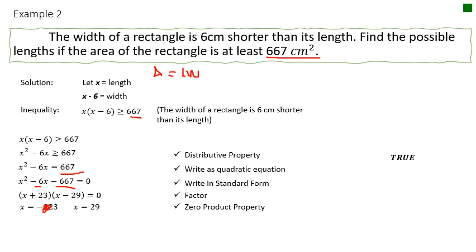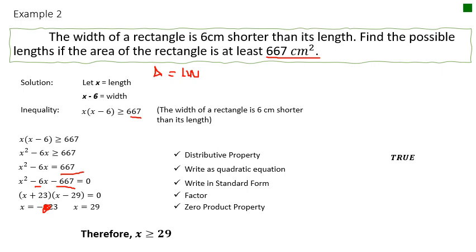So, ano sa tingin ninyo ang kukunin natin na value ng x? Is it negative 23 or positive 29? We are talking about the measurement, so wala tayong negative measurement. That's why, ang i-consider natin ay yung positive. And we have 29. So, therefore, x is greater than or equal to 29.